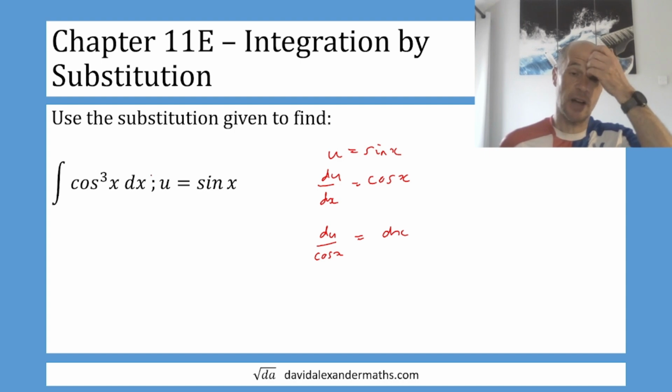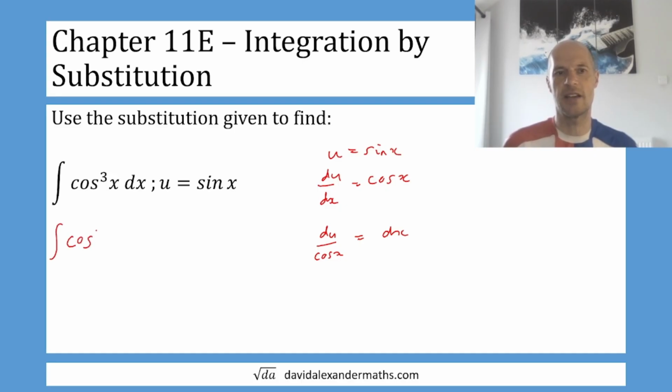Okay, so I can't replace cos cubed x with any u's because u is a sine x. So let's just see what happens if I leave the cos cubed x in there and just replace the dx with a du over cos x. Well, we can see we've got a cos x on the bottom and cos cubed x on the top. So the cos on the bottom will cancel with one of the 3 cos's on the top. So that will be cos squared x du. Okay, so now I need to write this in terms of u. Now I know that cos squared x is 1 minus sine squared x.